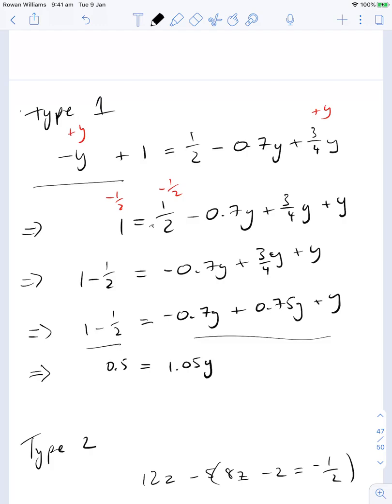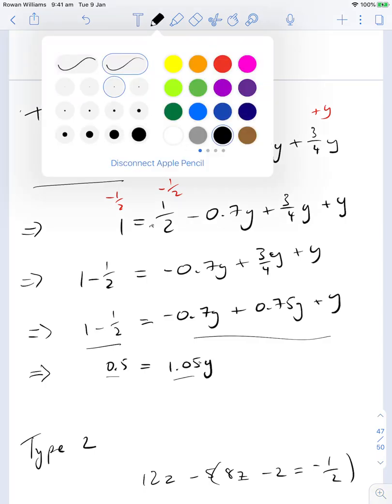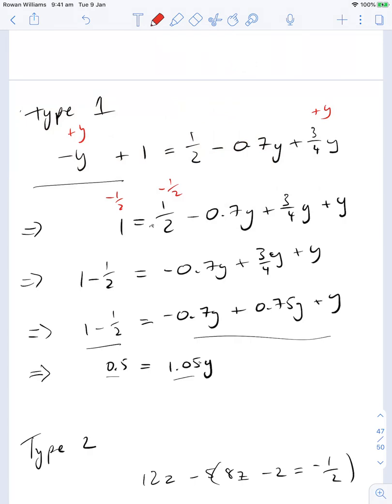And now I've got this 0.5 here. I've still got a number here, and then I've got one y, and I really just want to have a single y by itself. So to get this over the side, this is really 1.05 times y. So to reverse that, I need to divide both sides by 1.05. That'll turn that into a 1, and then I've just got one y. So my next step is 0.05 divided by 1.05 equals y.